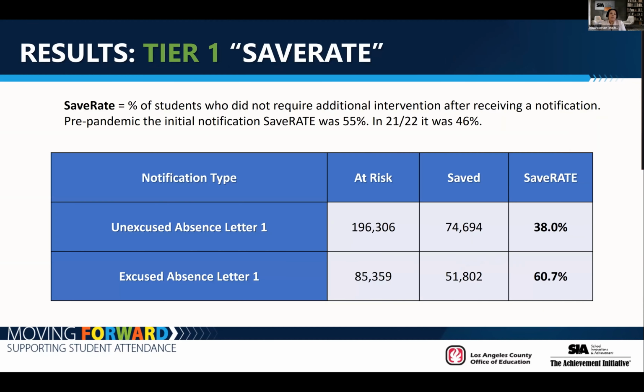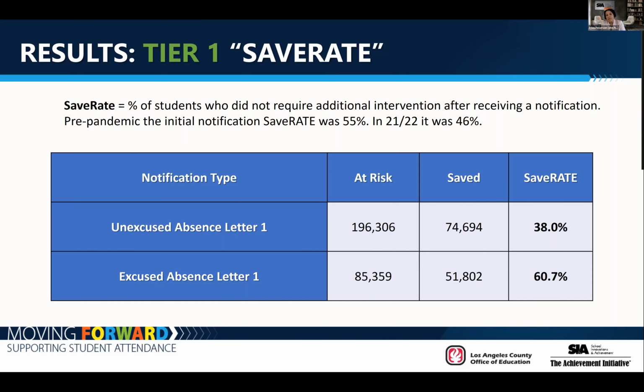And when we talk about the outcomes of some of those initial Tier 1 interventions, like the attendance notification, we use a term that we made up. So let me define it. It's called our save rate. And the save rate is the percentage of students that don't require an additional intervention after receiving an initial notification. So this is looking at that first unexcused absence notification as well as the first excused absence.